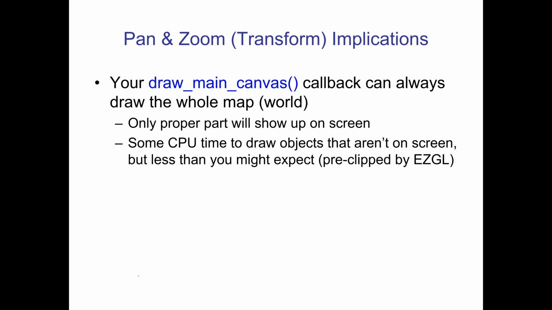Now, a lot of students ask, well, doesn't that take lots of CPU time? And it does take some CPU time for you to be drawing everything all the time. But it's less than you might think, because EasyGL does what's called pre-clipping. So before it draws anything, it does a quick check to see, is this rectangle or this polygon or this line obviously off the screen? And if it is, it doesn't draw anything. That's a lot faster than trying to draw it. So as you zoom in, you're going to find that your graphics tend to get faster.